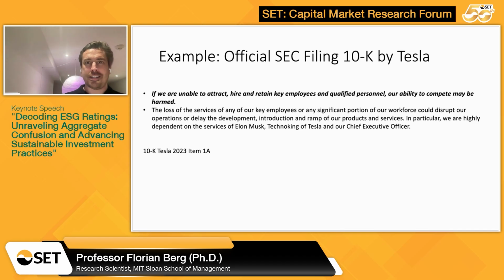You just read their official SEC filing and it says: if we are unable to attract, hire, and retain key employees and qualified personnel, our ability to compete may be harmed. The loss of the services of any of our key employees or any significant portion of our workforce could disrupt our operations or delay the development, introduction, and ramp of our products and services. In particular, we are highly dependent on the services of Elon Musk, the techno king of Tesla and our chief executive officer. Yes, you heard right. He calls himself the techno king of Tesla.